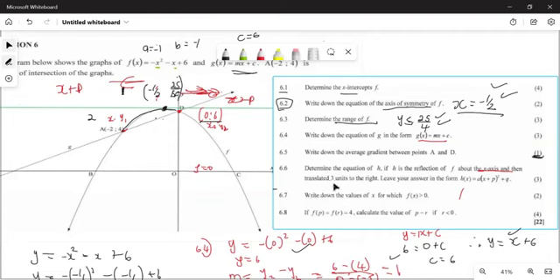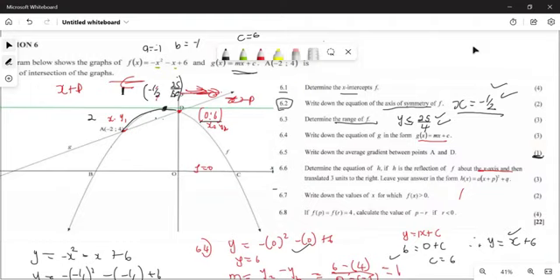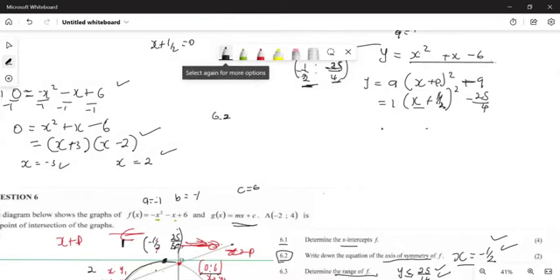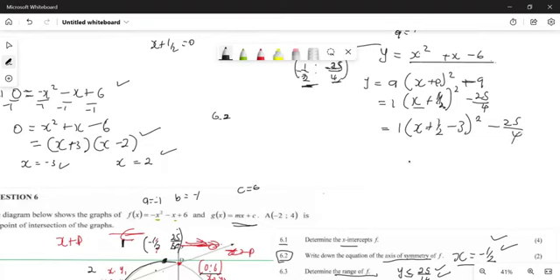If they're saying 3 units to the right, I'm going to take the equation we just formed. Since I'm going towards the positive side, I'm going to subtract. So I'm going to have this equation as x plus 1 all over 2 minus 3, all squared, minus 25 all over 4. And then these two are like terms.